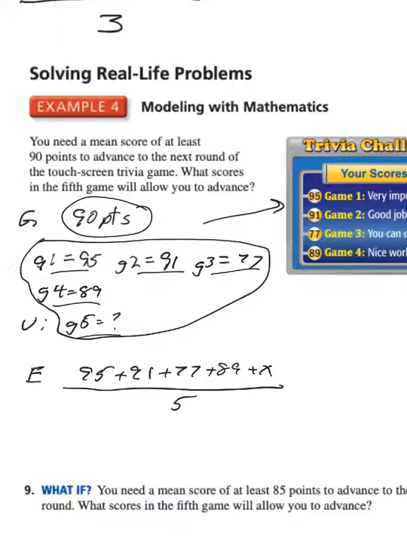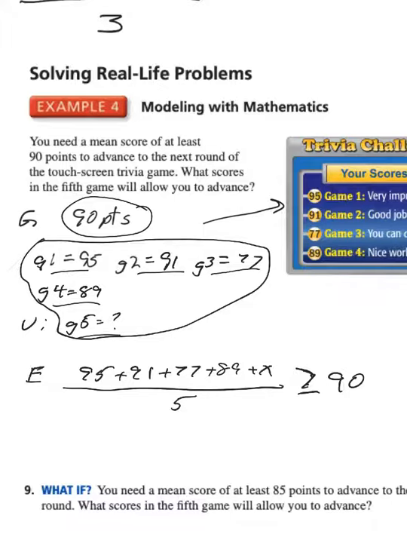And this has to be at least, which is the same as greater than or equal to 90. So it's okay if this number gives us a 91 or 92 or 93. It's also okay if it just gives us a 90. So how do I solve this one? Well, you're going to need your calculator to do that.